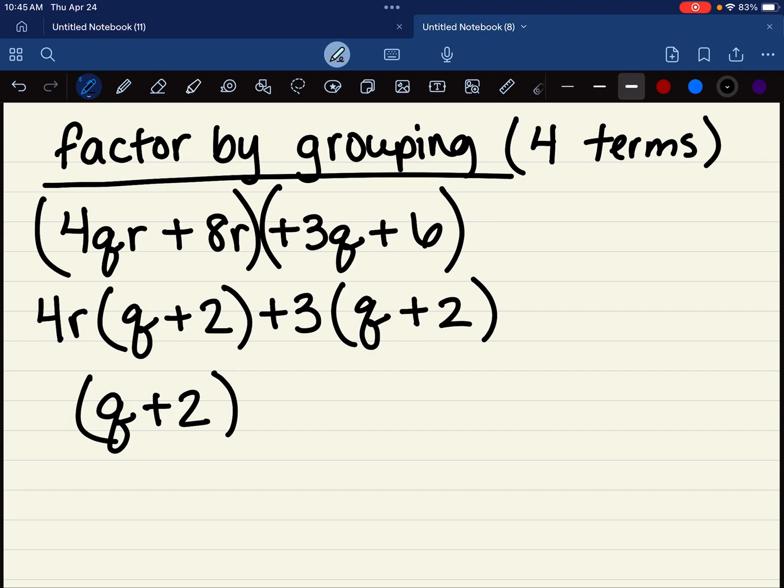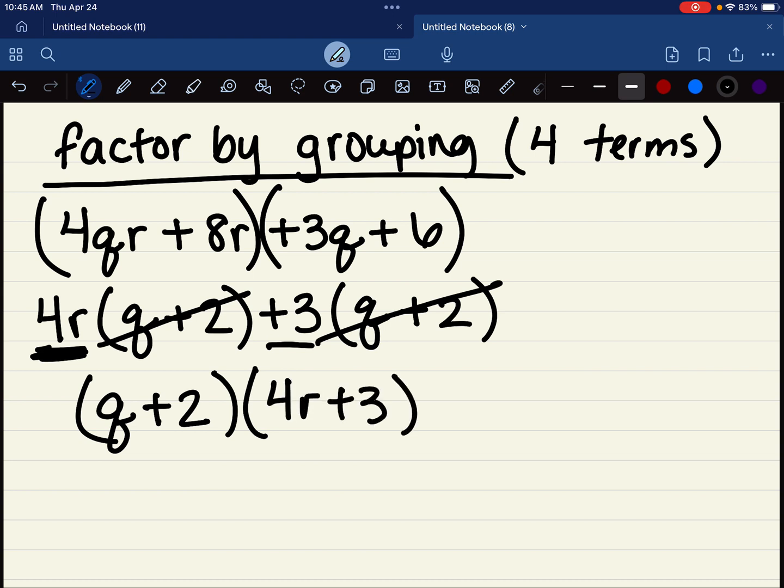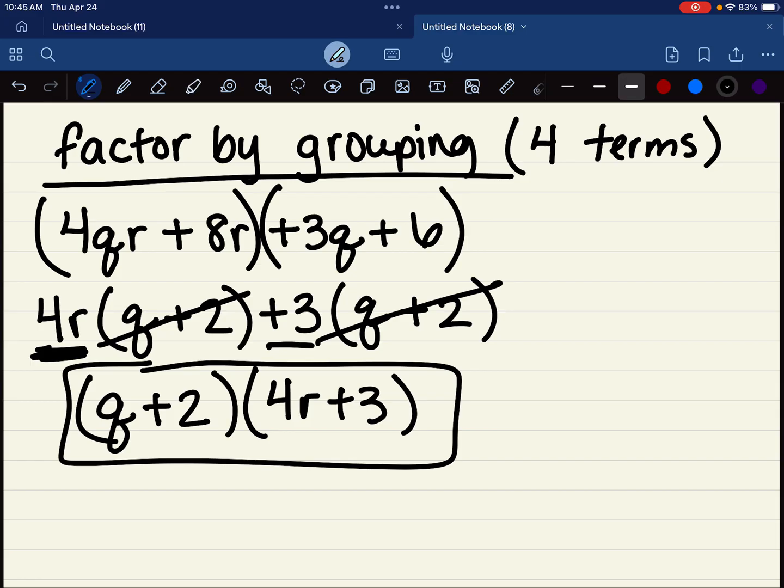So if I factor that out, it's like I take both of those away. What am I left with? 4 and 3. 4R plus 3. So if you factor out what's the same, you're left with the two parts in front. That's what gets multiplied together.